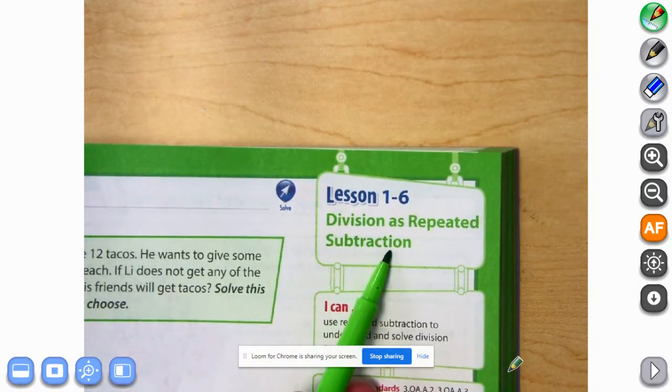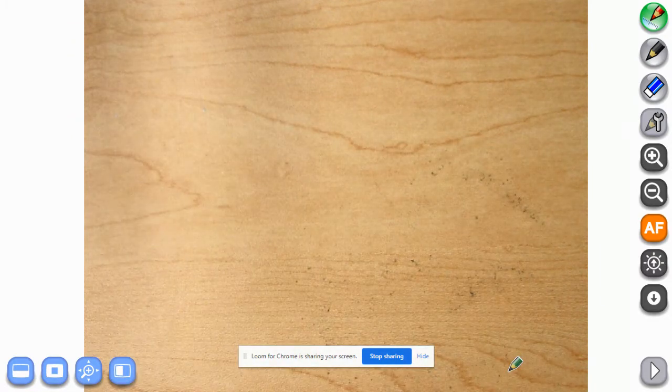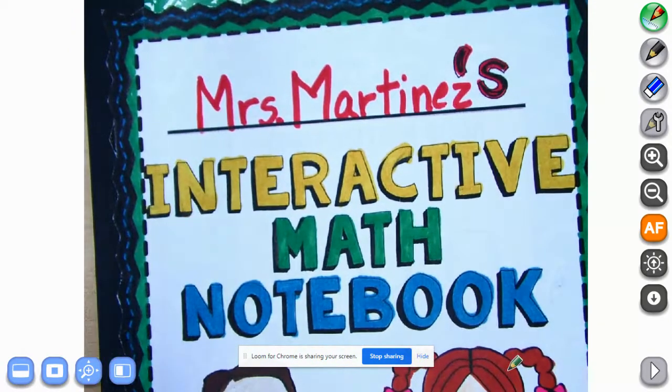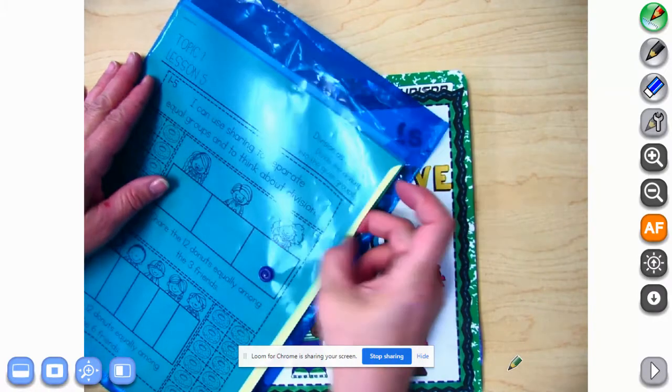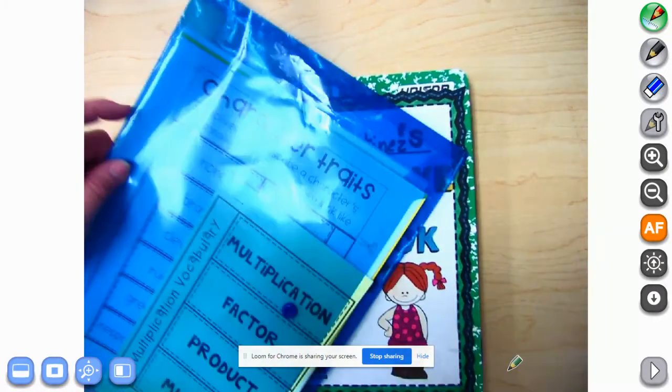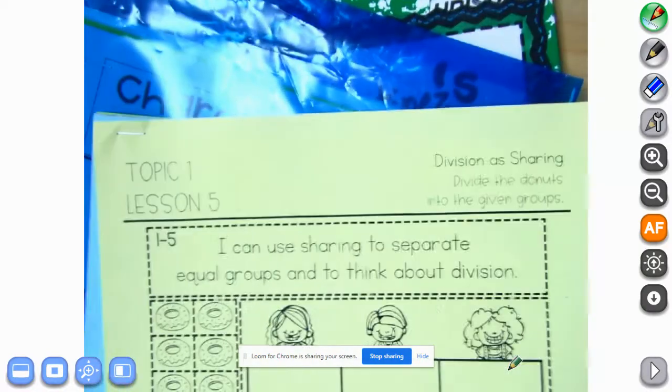All right, so tomorrow we're going to be doing our lesson 1.6, so make sure you watch the video and do it along with me. But for now, let's go ahead and grab out our math interactive notebook right here. And let's grab out your packets of stuff. So if you could find your topic 1-5, find that page. Tear that off. Let's put that back in there.